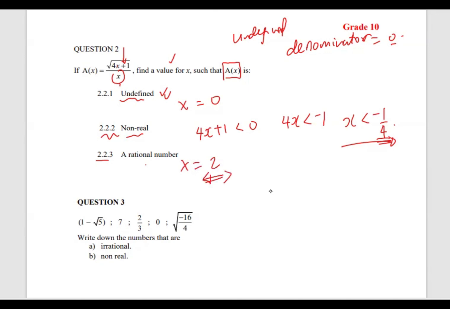For 2.2.2, please, you can use this, or you can just choose any number that is smaller than this negative. So an example, you can say x is negative 2, or x is negative 1. Just say any. Remember, they just want one value of x.